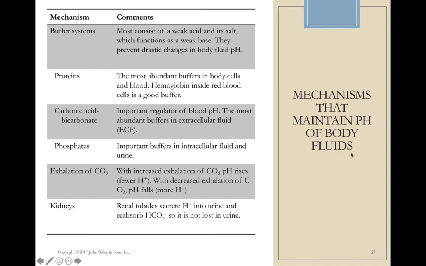So the three mechanisms that regulate pH in the body are buffer systems, exhalation of carbon dioxide, and the kidneys. We have three buffer systems as we've seen. We have the protein buffer system, the carbonic acid bicarbonate buffer system, and the phosphate buffer system. Both the exhalation of carbon dioxide and excretion of hydrogen ions by the kidneys are going to be linked to the carbonic acid bicarbonate buffer system.